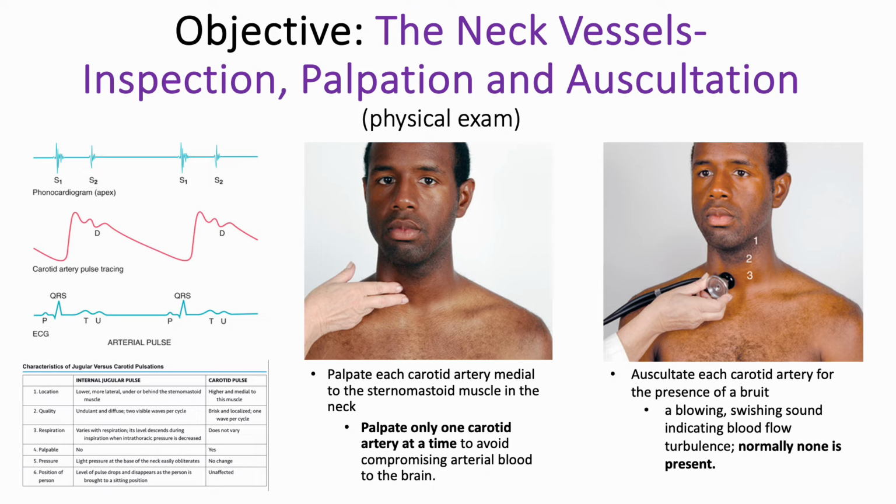Now, usually when we palpate for pulses, we try to do a technique where we're palpating at the same time, right? Because we're trying to check and assess and measure simultaneously. But for the carotid, what would happen if you pressed on both arteries at the same time? You are going to compromise arterial blood to the brain. So definitely only use one, not bilateral.